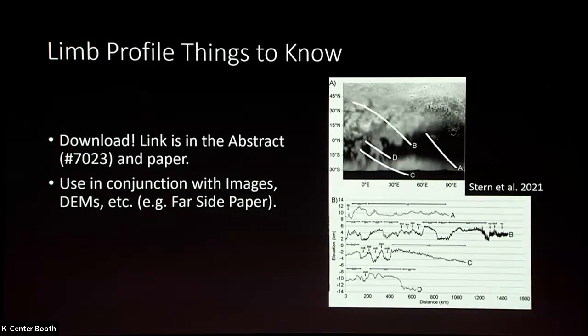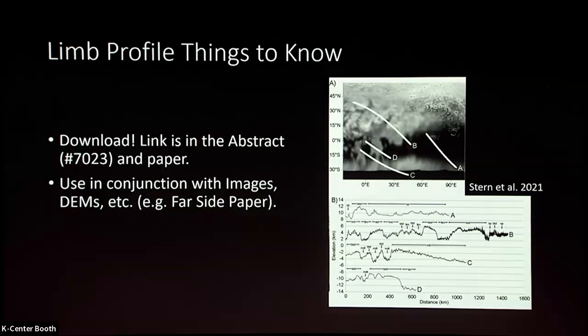The link I put in the abstract, it's also in the paper. Go out there, use it. I just have a recommendation towards using it, and I would use it in conjunction with other information. So for example, in Alan Stern's Farside paper, Carver and I created a few limb profile topography sets for that paper. And in that paper, we were able to show that these albedo variations actually correlate with elevation changes, and Alan was able to apply that to very specific processes that created those albedo variations.